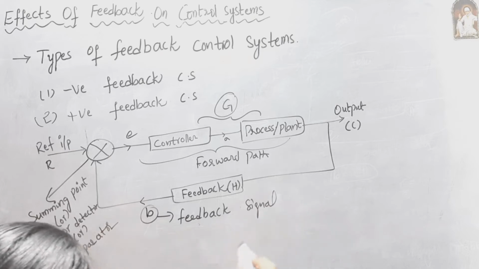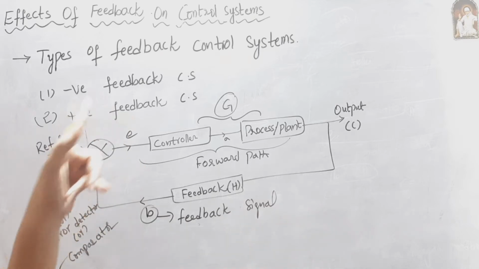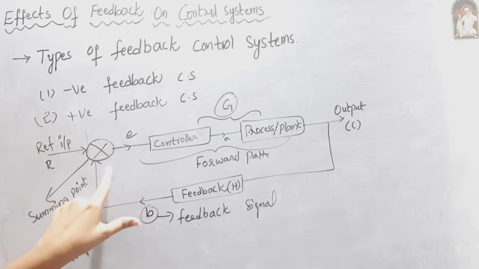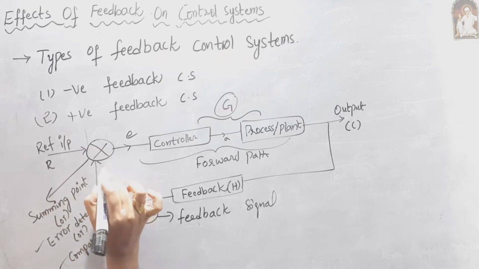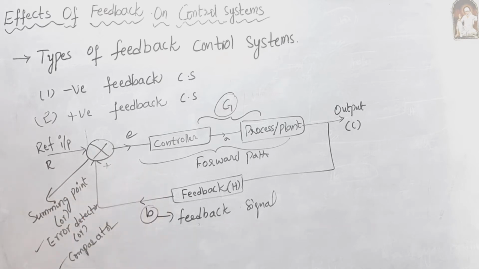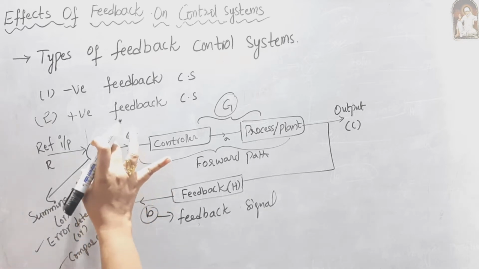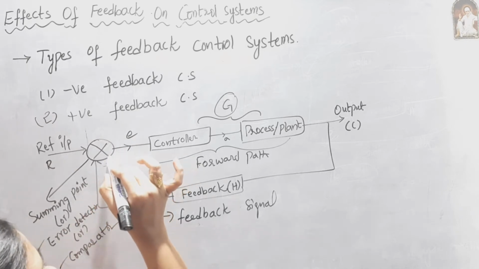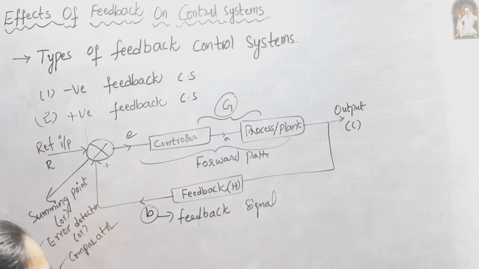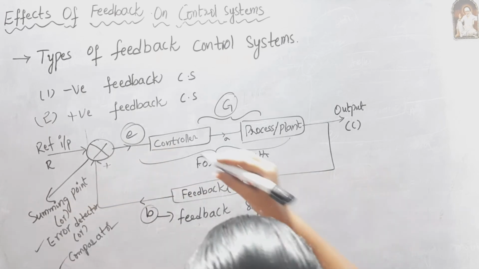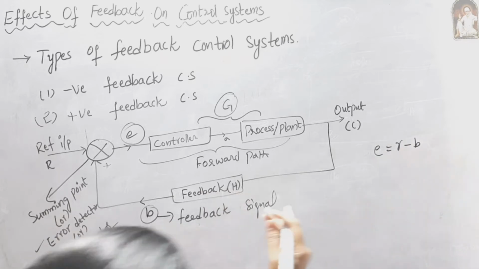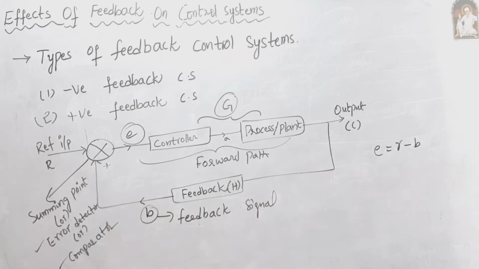Now we are discussing the negative feedback control system and the positive feedback control system. When we apply the feedback to this comparator, if I indicate a positive sign, then it is called a positive feedback control system. When a comparator acts as an adder, the purpose of the error detector is generating an error signal. So what is the formula for error signal? E equals R minus B, nothing but input minus output.